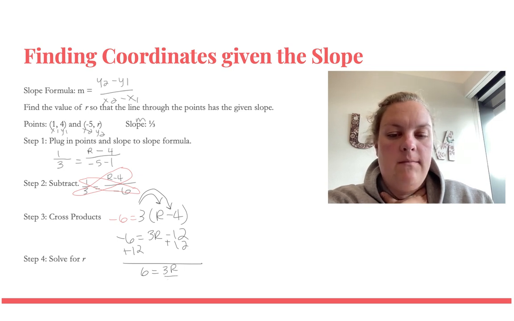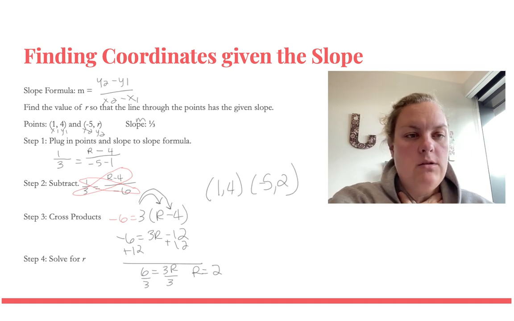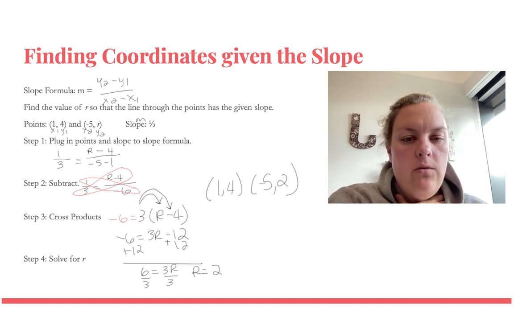I divide both sides by 3 and I find out that the value that makes the slope true, and fills in my 2 points on my graph, should be (1, 4) and (negative 5, r), which is 2. So you can check this on your graph. If you were to graph these 2 points, you would see that they have a slope of positive 1/3. And that is how you can go about checking your answer.